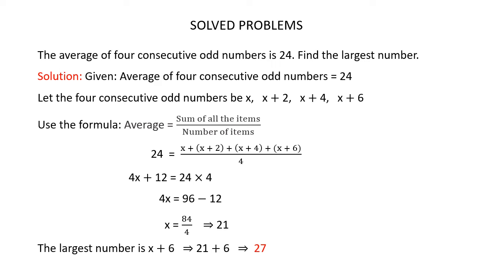But we are asked to find the largest number. Now among all these four numbers, x plus 6 is the largest number. We know the value of x as 21. So the largest number is x plus 6, means we have to substitute the value of x as 21. So 21 plus 6 is 27. So the largest number here is 27.